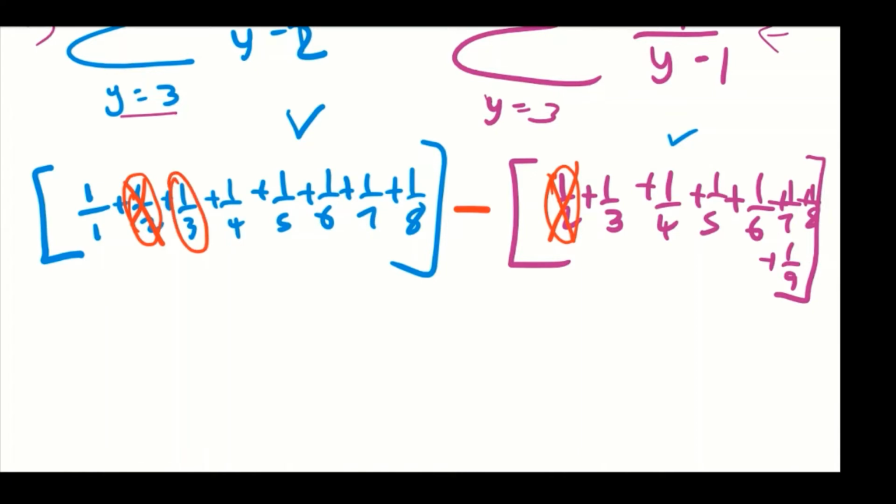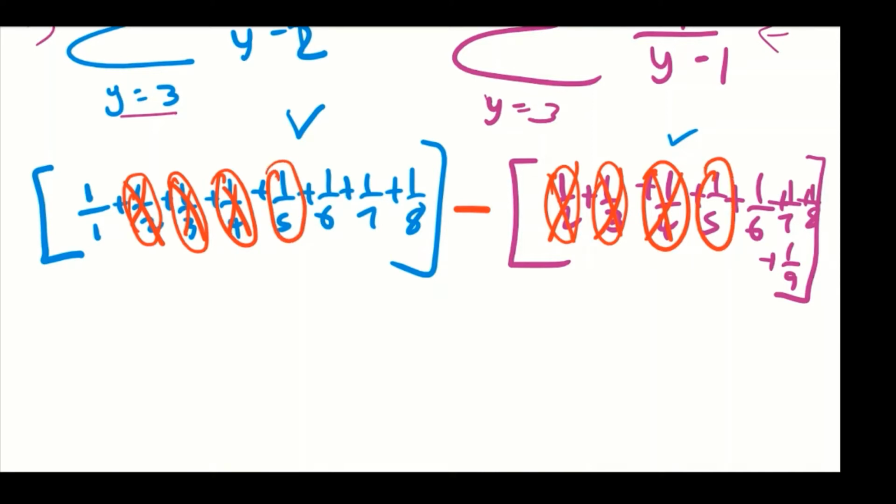This 1 over 3 will subtract this 1 over 3, so they go away. 1 over 4 will subtract this 1 over 4, so they go away. And then 1 over 5 will subtract this 1 over 5, so they also go away. We have 1 over 6 subtracting 1 over 6, cancel out. 1 over 7 subtracting 1 over 7, so you also cancel out. 1 over 8 subtracting this 1 over 8, so you cancel out.